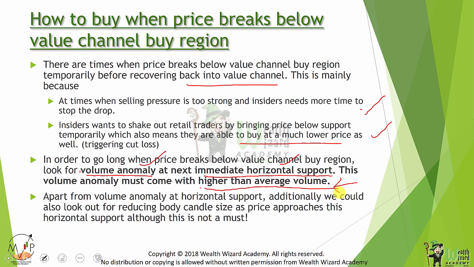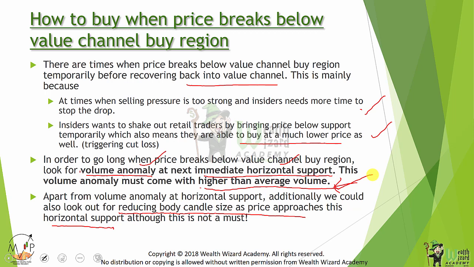Another key element we can look at, apart from the volume anomaly at horizontal support, is reducing body candle size as price approaches this horizontal support. So this is how it works. As the price breaks below the buy region, to know whether insiders are buying or not, we look for a volume anomaly, which is higher than average volume. And if the body candle size is reducing, but with higher than average volume, it shows that the insiders are buying at every single drop. Okay, so again, this is the theory part.